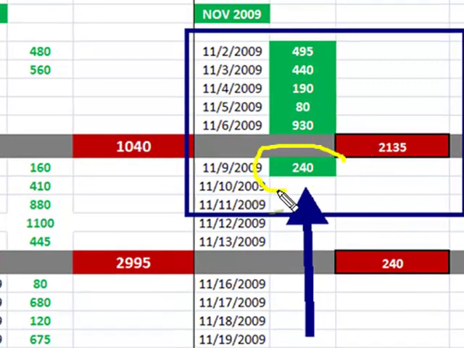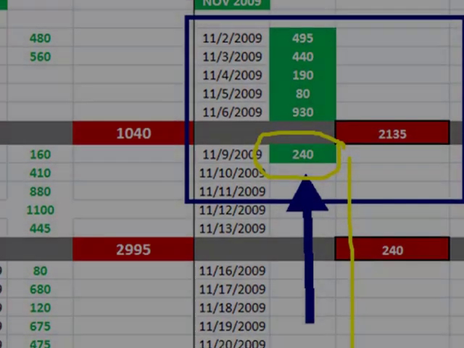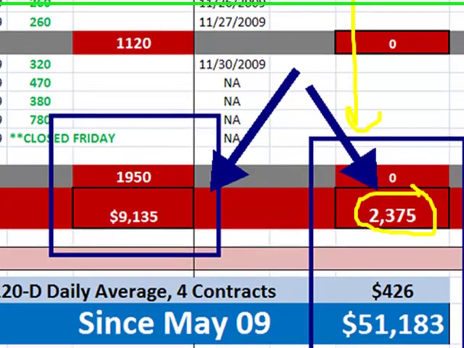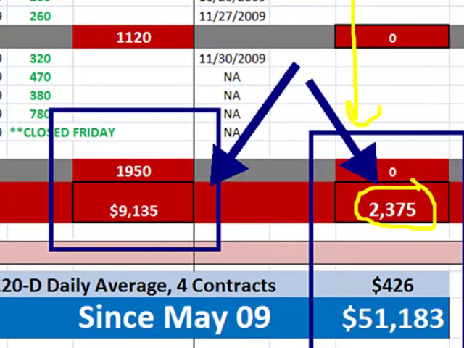Now we took 24 ticks out of the market today, guys. 24 ticks, so 240 USD, and of course, it brings our week total, if you follow us down here, to just shy of 2,400 bucks for the month of November so far. So not a bad start to the month.